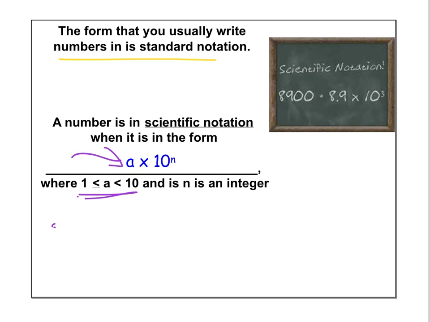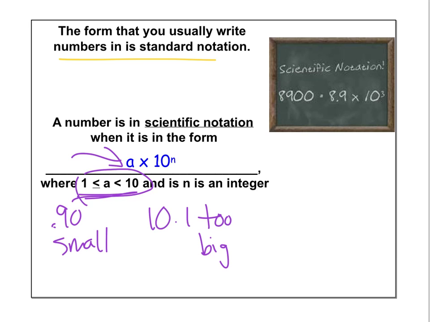If it's 0.90, that's too small. And if it's 10.1, it's too big. Okay, it's got to be between 1 and 10. It can be equal to 1, cannot be equal to 10. So it's got to be an integer. This exponent has got to be an integer. It can't be decimal exponents.